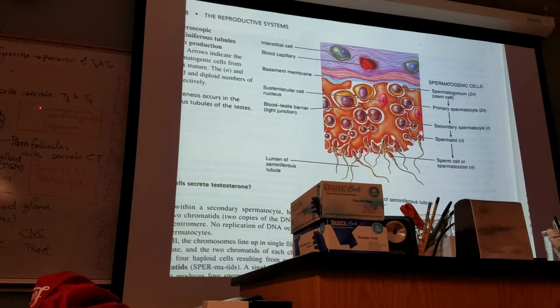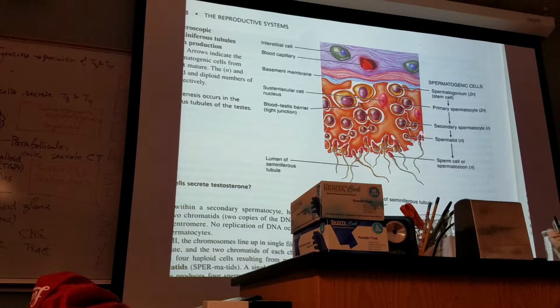Formation of gametes is called gametogenesis. Formation of male gametes is called spermatogenesis. Formation of female gametes is called oogenesis. And the cells that are ultimately going to be, or that give rise to sperm or sperm cells, are called spermatogenic cells.